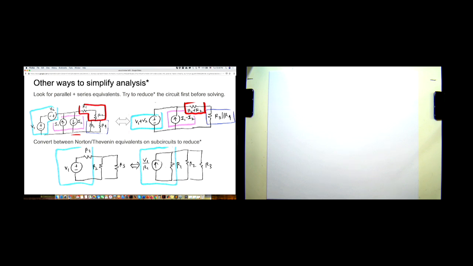Then you look for series and parallel resistances, and also you can convert between Thevenin and Norton equivalents to make circuits simpler. So for example, in this case, you can convert this part of the circuit to a Norton equivalent and just get 3 resistors in parallel, which potentially might be easier to simplify, easier to analyze, sorry.